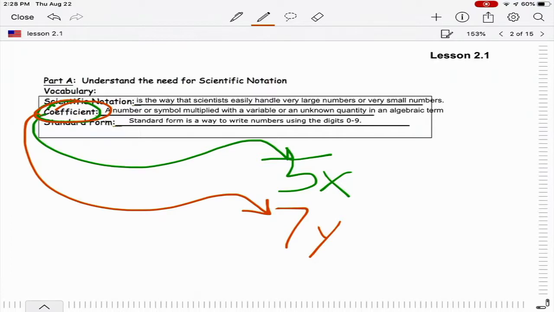In this case, it's really 5 times x, which is why the 5 is the coefficient. In the second example, it's technically 7 times y, so that's why the 7 is the coefficient.